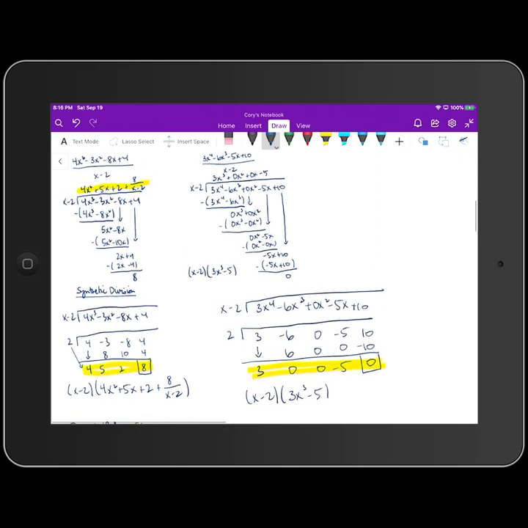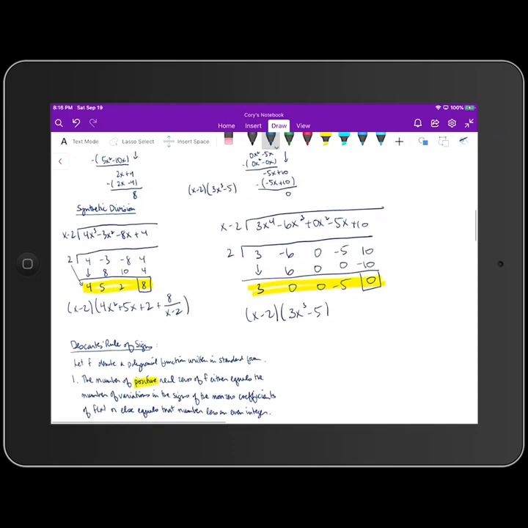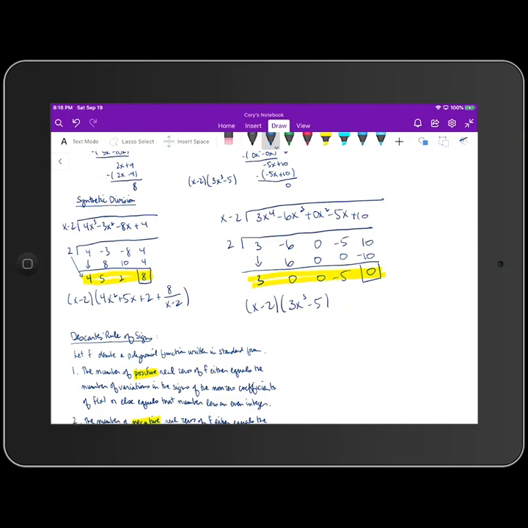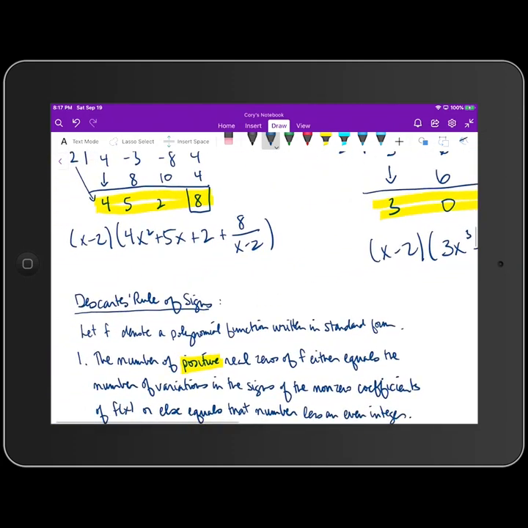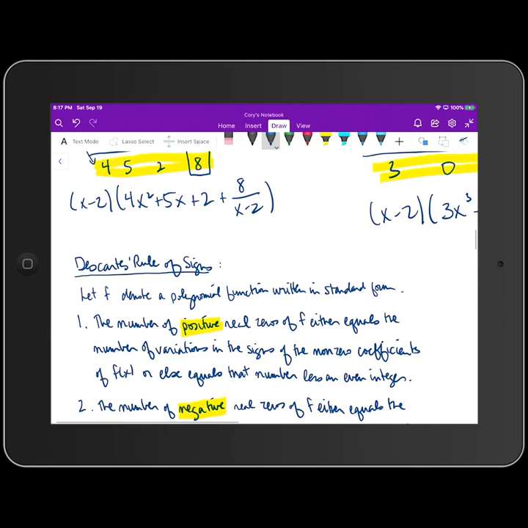And that's exactly what we came up with up above. The x minus 2 is a factor. When we factored that out, that left us with 3x cubed minus 5. Okay, so synthetic division is going to be super important with what we're doing later on in today's lesson. Okay, the next thing we're going to look at is Descartes' rule of signs.